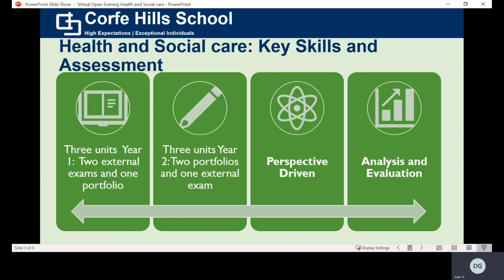So, key skills and assessment, obviously 3 units in year 1, together with 3 units in year 2, making a total of 6 units overall. Lots of perspective driven, lots of commitment required as a key skill, and lots of time because you do need to keep up with the coursework guidelines and coursework deadlines.